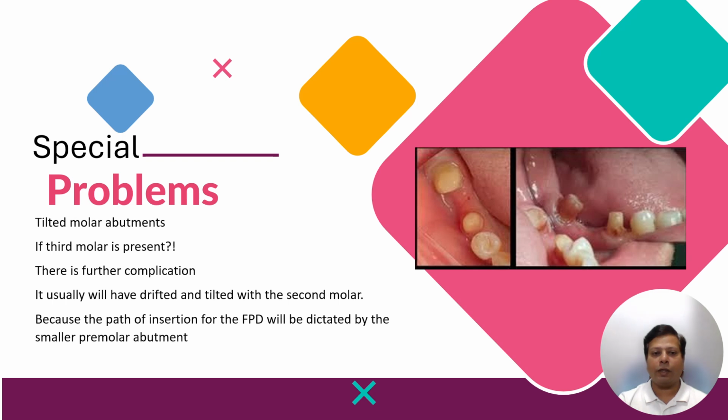In such cases, if a third molar is present, there is further complication. Usually, it would have drifted together with the second molar. The problem is during insertion of a fixed partial denture, the mesial surface of the third molar will cause an interference in seating of the fixed partial denture.